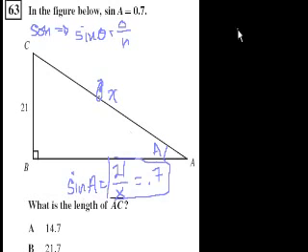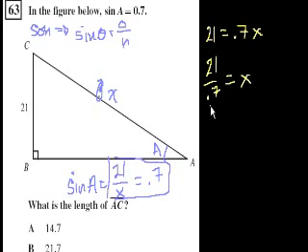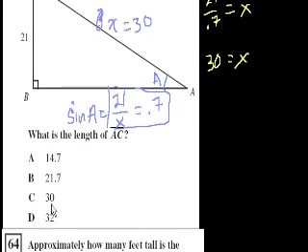So now we can just solve this equation for x, and we're done. If you multiply both sides by x, you get 21 is equal to 0.7x. Then you divide both sides by 0.7. You get 21 over 0.7 is equal to x. 21 divided by 7 is 3, so 21 divided by 0.7 is 30. So x is equal to 30, and that's the length AC. That's choice C. Next question, 64.